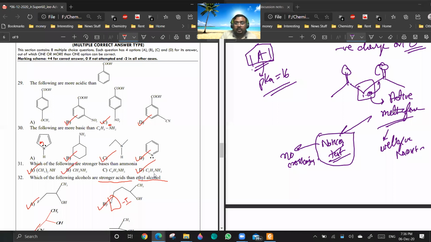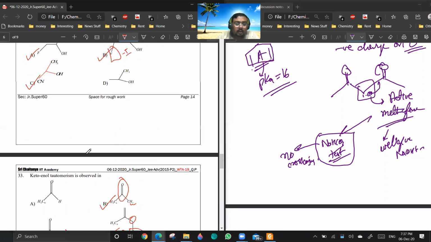Delocalization of lone pair decreases basicity. Aromatic delocalization decreases it even more. Is it clear? I am saying that delocalization of lone pair decreases basicity, and aromatic delocalization of lone pair decreases it to the maximum extent. Getting my point? So this is very, very delocalized, so very, very less basic. Okay? Other than that?